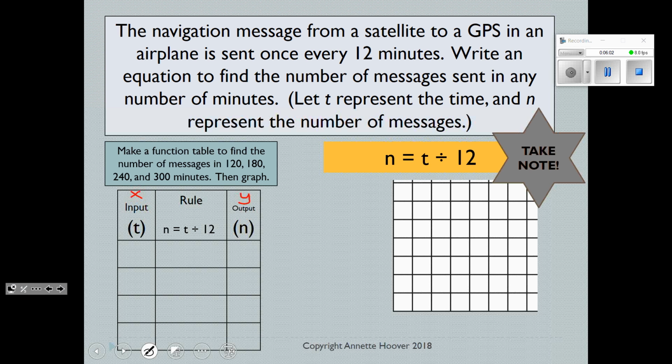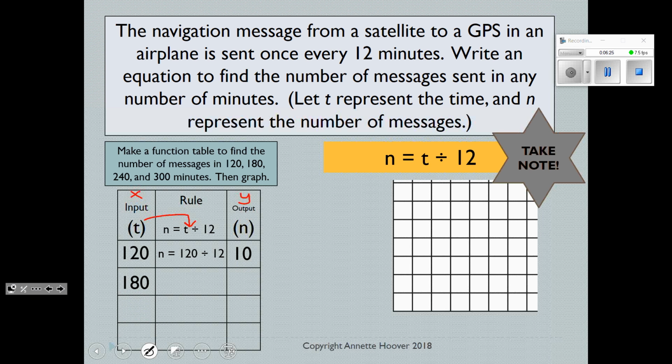Since we're talking about minutes, which is time, these are our x values, so we're going to plug them into our table here. 120. Now we're going to use our rule. We're going to plug it into t right here. So to find the number of messages, you take 120 and divide it by 12. So the number of messages would be 10 in 120 minutes.